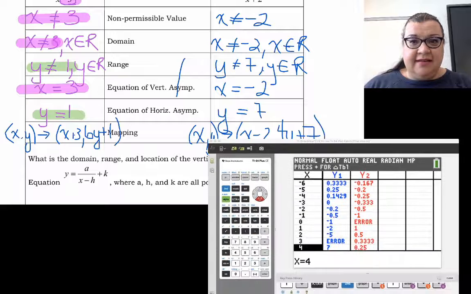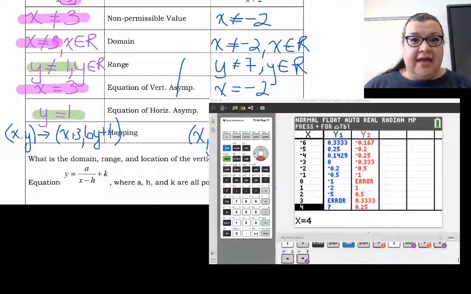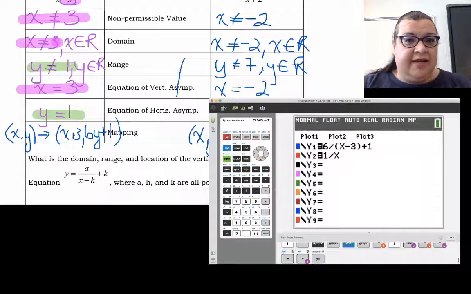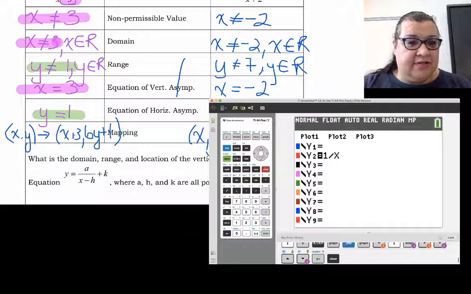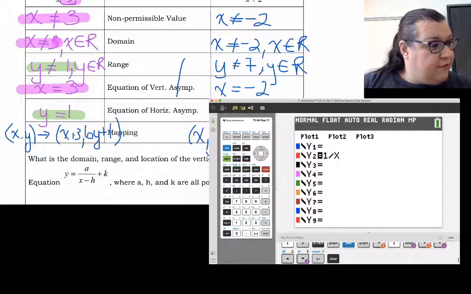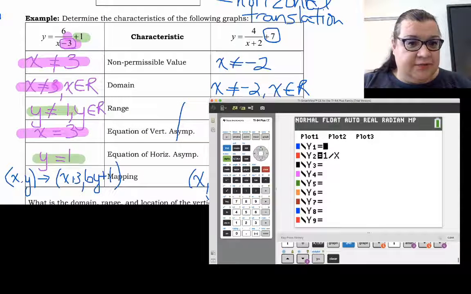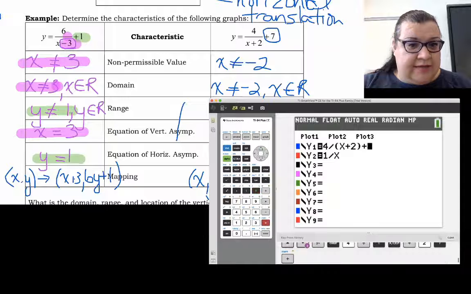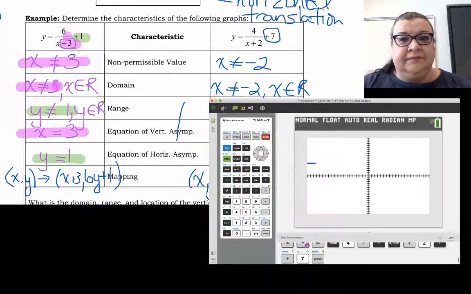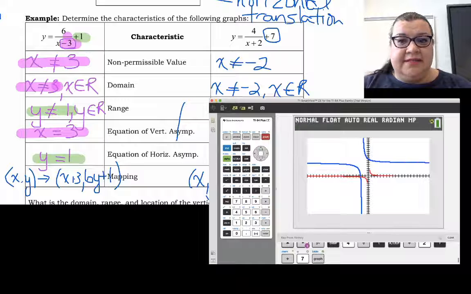So again, let's take a look at what that looks like on the graph. Using our graphing calculator, I'm going to get rid of this function, and we're going to do this time 4 divided by x plus 2. Again, I want my denominator in brackets. And add 7 to that. All right, so there we see.